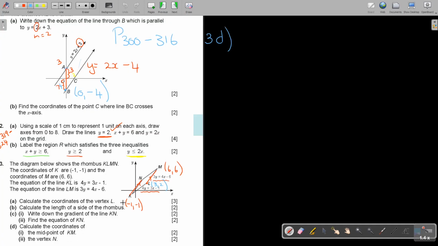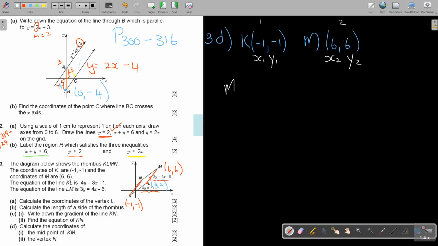So calculate the midpoint of K and M. What is K? -1 and -1. What is M? 6 and 6. So this is x1, I call this 1, I call this 2, it doesn't matter, you can call this 2 and this 1. To find the midpoint, it's just going to be (x1 plus x2) divide 2, (y1 plus y2) divide 2.